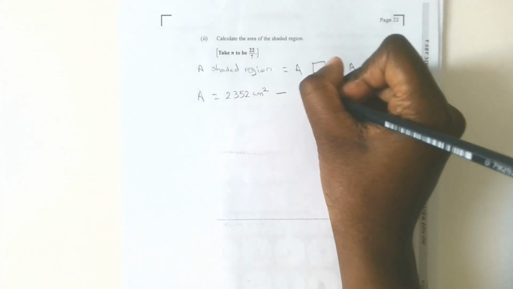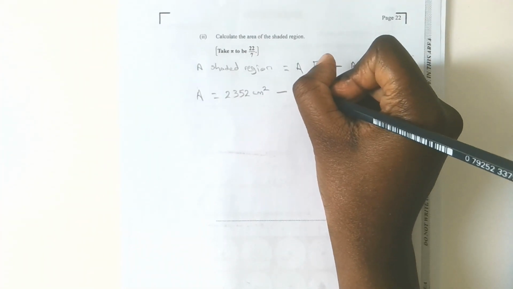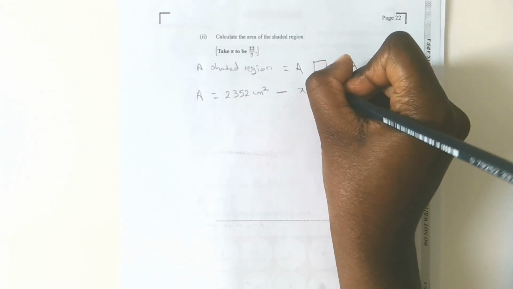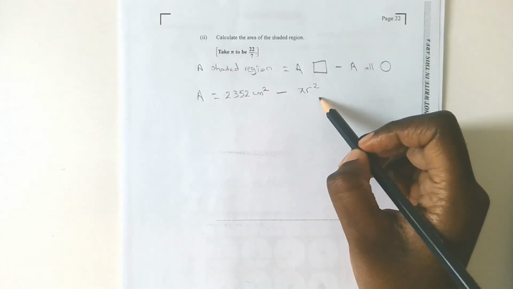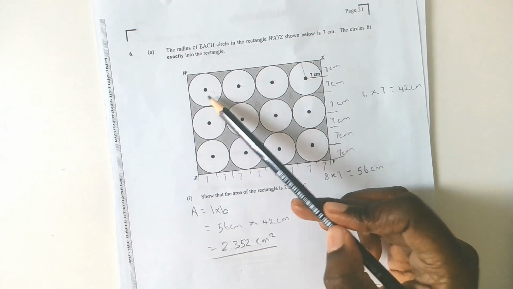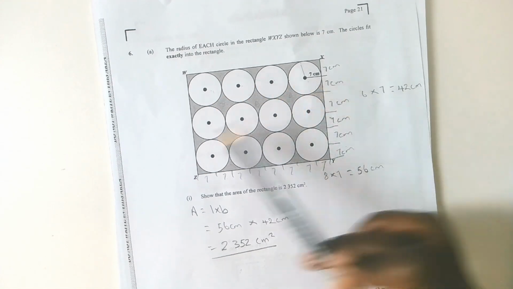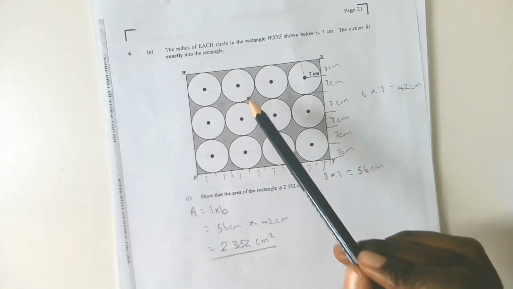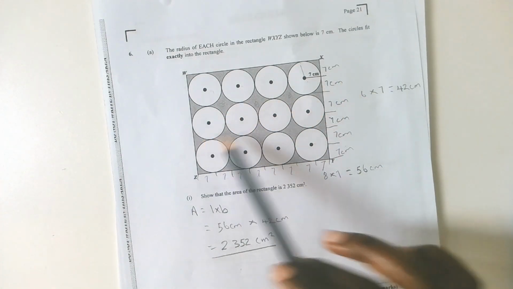So the area of the circle, as we know, is pi r squared. But we're not just calculating one circle, we're calculating all of the circles. So we need to know how many circles in total we have. So let's count. We have 1, 2, 3, 4, 8, 12. 4, 8, 12 circles in total.